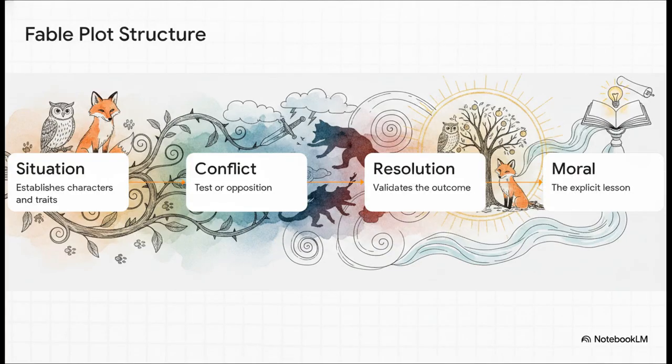And the brilliance of this design is its teleological plot structure, which really just means everything is constantly moving toward an end goal. First, we establish the traits. Then, we introduce a conflict that tests those traits. Next, we resolve it to validate the outcome and immediately deliver that moral. Every single narrative element is economically designed to push you toward that final resolution. There's literally 0 wasted space.